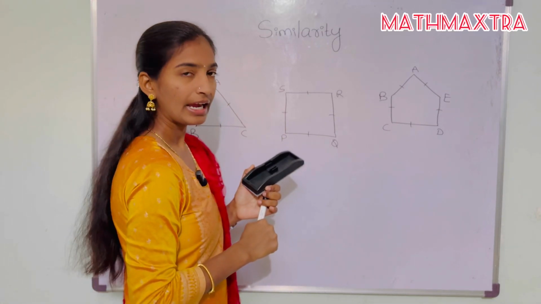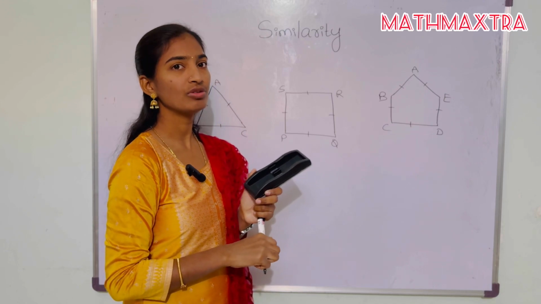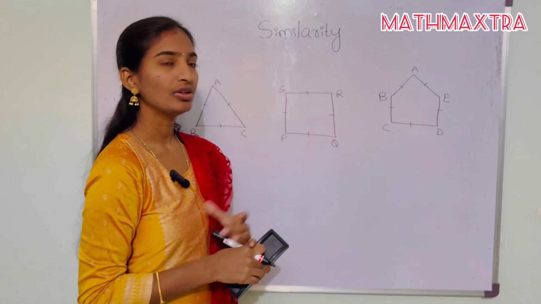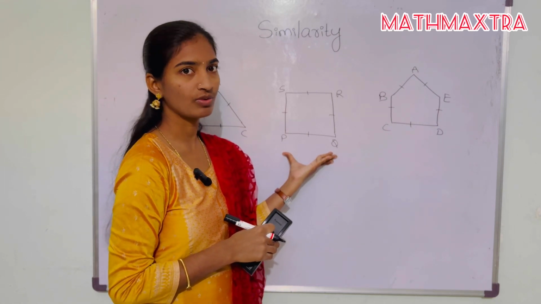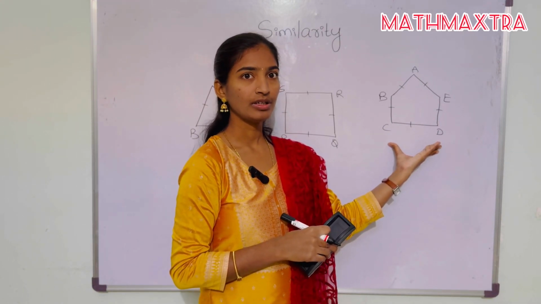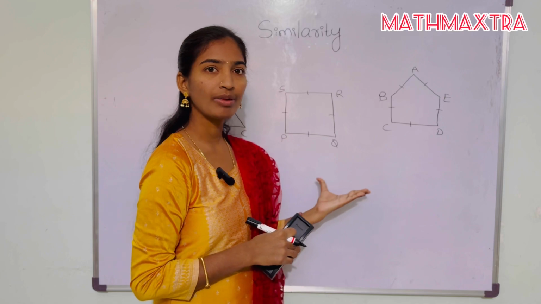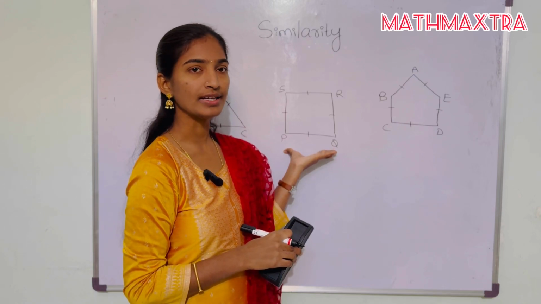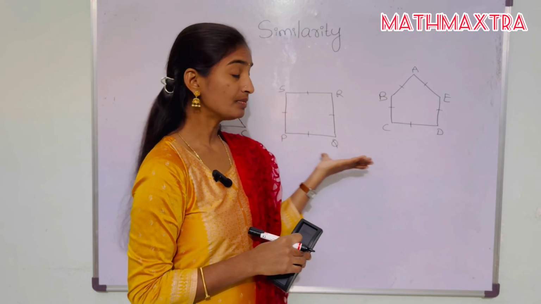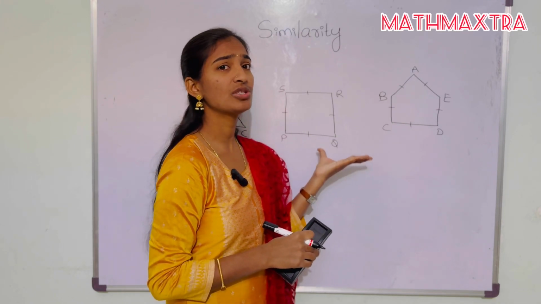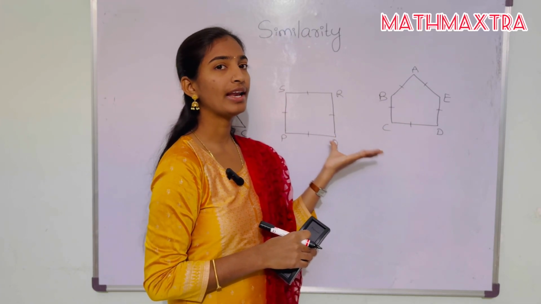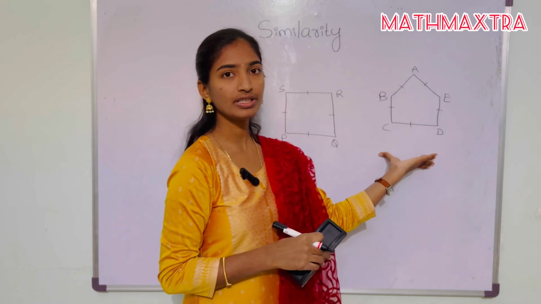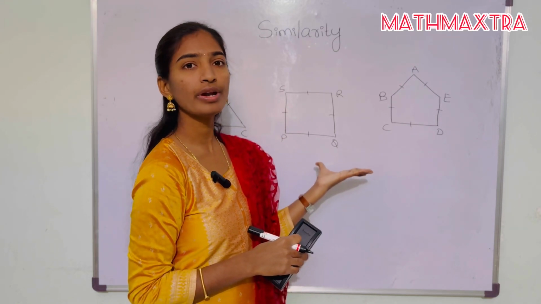Now tell me whether any two polygons you consider are similar to each other or not. I'm considering one polygon as a square and one polygon as a pentagon. Now tell me whether these two figures are similar to each other. No, right? Because this has 4 sides and this has 5 sides. They are completely different. This shape is different. These two figures don't have the same shape.